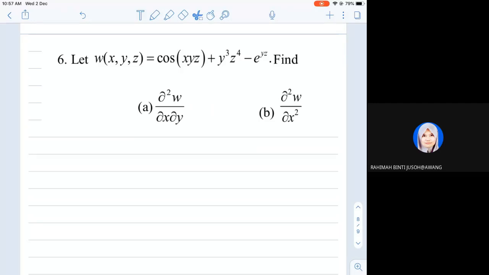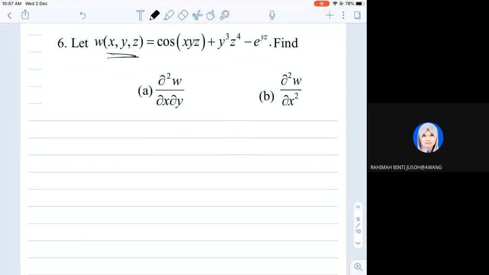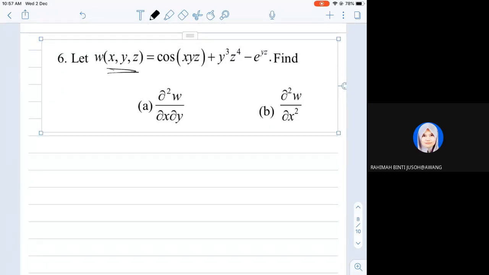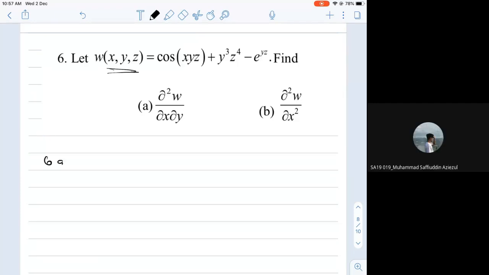Okay, because we have 3 variables. Alright, we have 3 variables here. So, dia boleh pergi sampai third order pun, sampai peringkat ketiga. Okay guys, but in this case, you just have 2 orders. Dia ada del square W, del X, del Y. So, let's do this, question 6A.